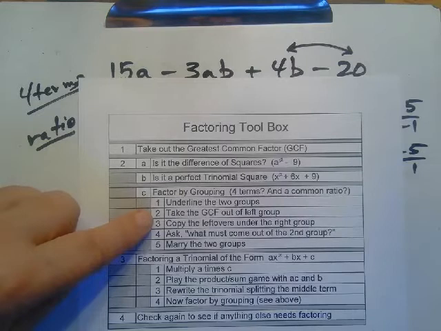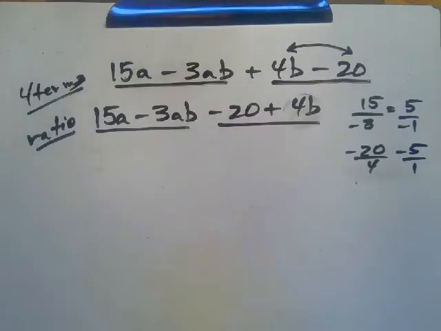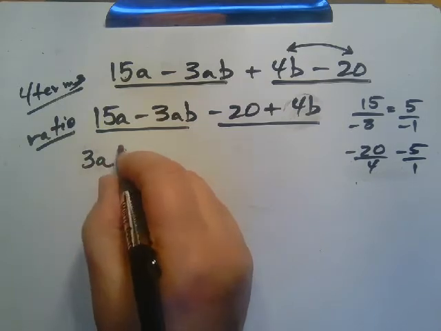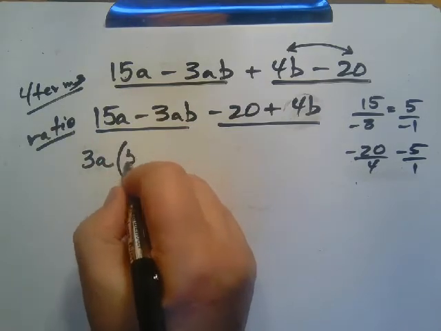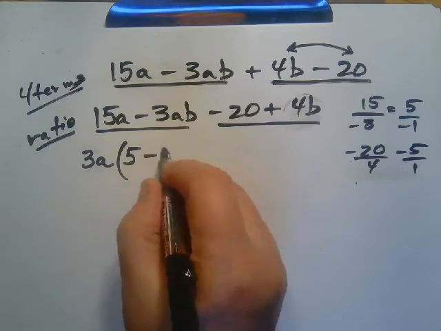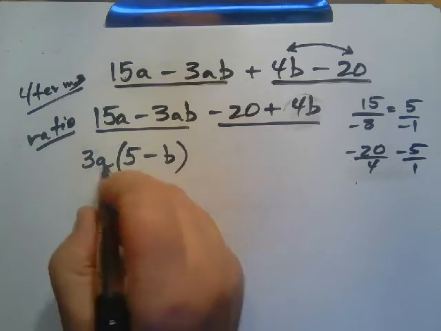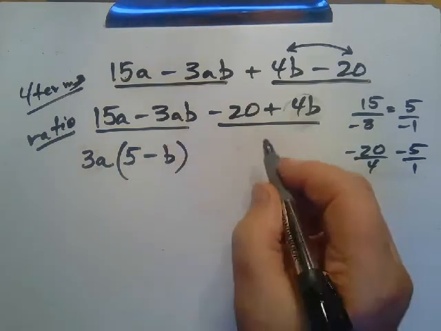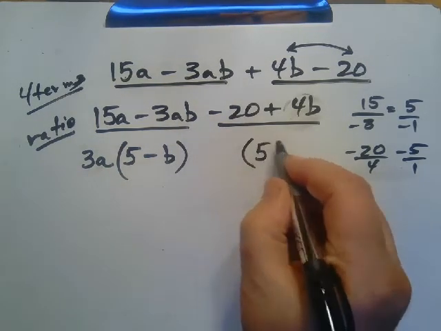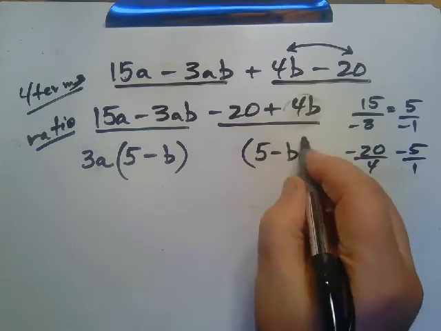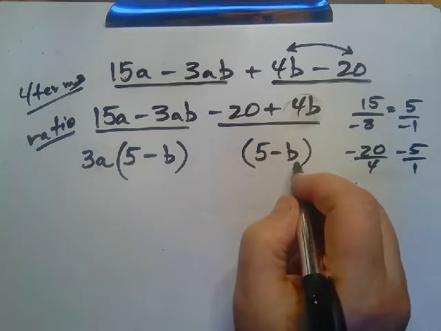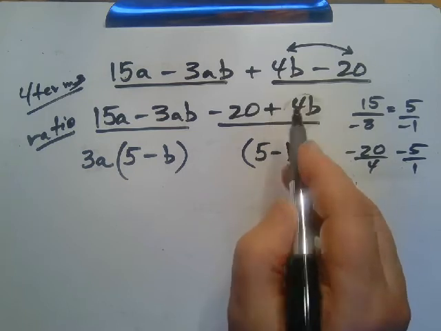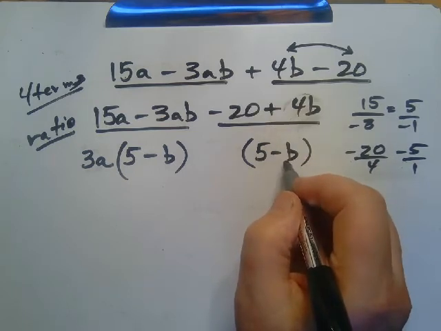Now I want to take the GCF out of the left group. Okay. Well, what comes out of this? Well, a 3 will come out, and so will A. And that leaves me with a 5 minus B. 15A minus 3AB. That's right. Now, don't think about it. Just copy the leftovers to the right here. Don't think about it too much. And ask yourself, what has to come out of the second group to leave you these leftovers?